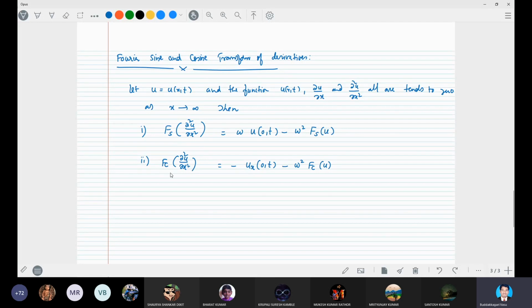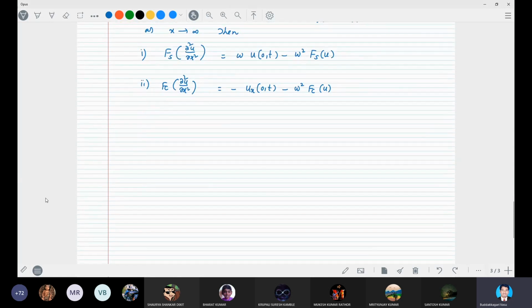And similarly, we can observe that the Fourier cosine transform of dou square u by dou x square is equal to minus ux(0,t). That means the derivative of the given function with respect to x at x equal to 0. This is a derivative boundary condition, right? Minus omega square into Fc(u). Okay, we will derive this one. You can derive it very simply. We can also derive it now, because it will be helpful for you.